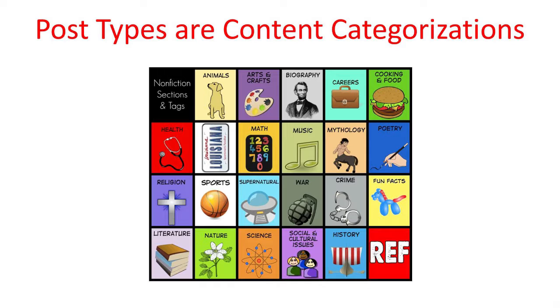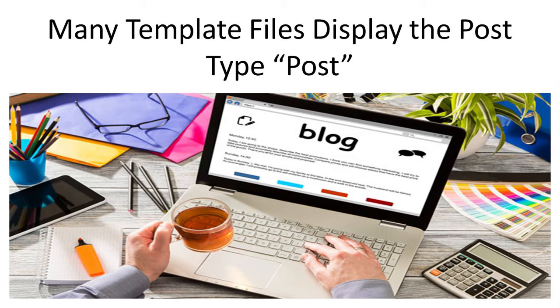WordPress stores all of these content types in the same place, the wp_posts database table. The only thing that distinguishes their post type is a column called, you guessed it, post_type. Many template files display the post type post. Posts are used in blogs. They are displayed in reverse sequential order by time, with the newest post first.